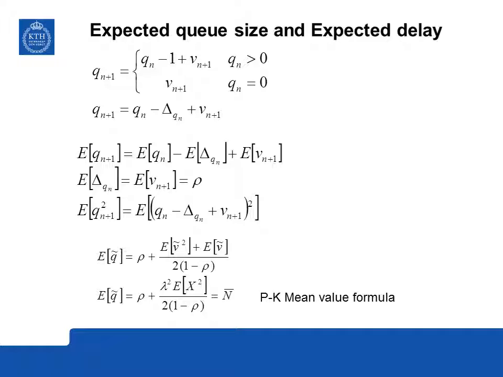And using the famous Little's result, we know that the expected number of customers in the system is equal to the expectation of the time spent in the system, which is what we call our delay, times the arrival rate. So this gives us the expected delay.